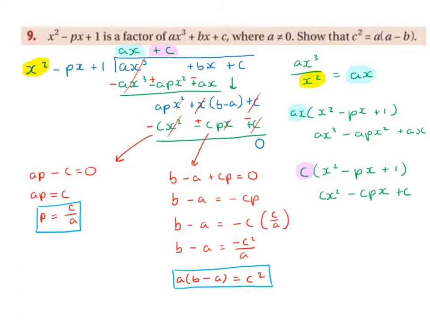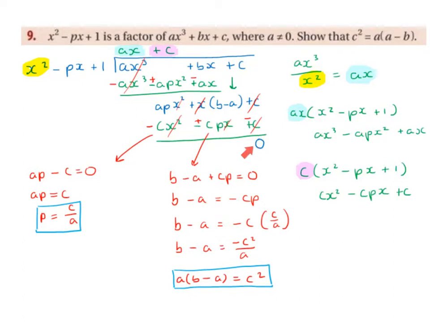So we have to have a look back at the question again and the phrasing of the question. We are told x squared minus px plus 1 is a factor of ax cubed plus bx plus c. So that means we're going to have a remainder of 0, because that means this divides into this evenly with no remainders. So we have to end up with a remainder of 0.